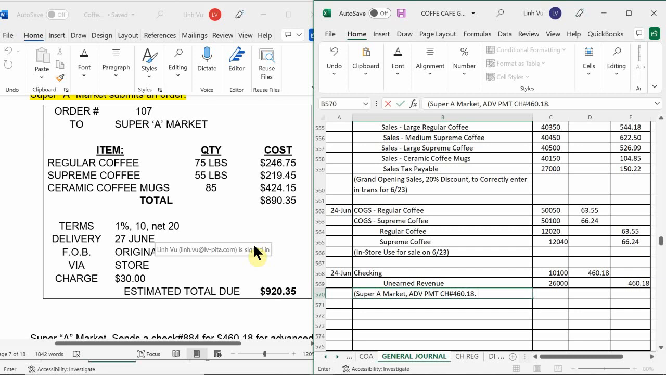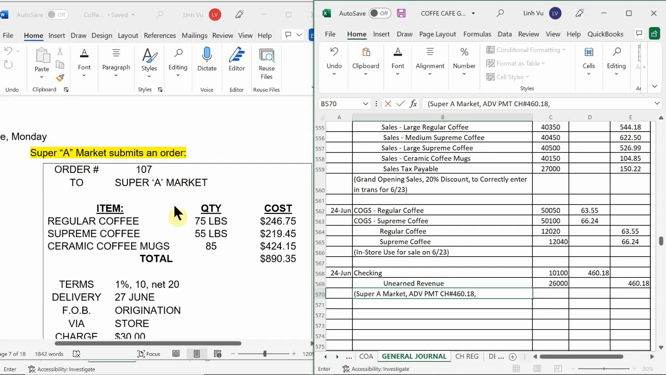But in this case, how would we know that this was meant for this purchase or this sales order? We need to make sure we associate it with this exact sales order. So this is sales order number 107. Okay.